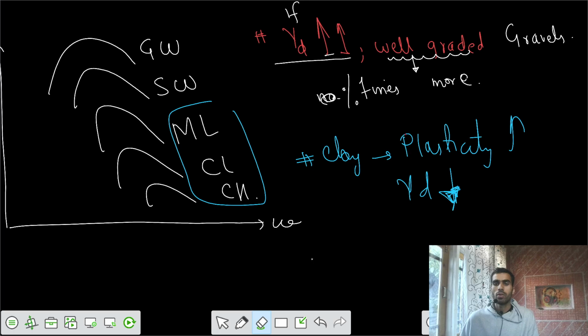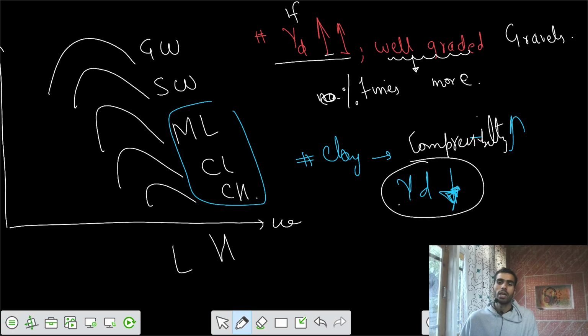We don't have to write plasticity. I would write compressibility. I would prefer compressibility. That's ML. Low compressibility, high compressibility. If the compressibility increases, gamma dry decreases for that soil. Also, compressibility we can relate with plasticity. Let's say this is plasticity.